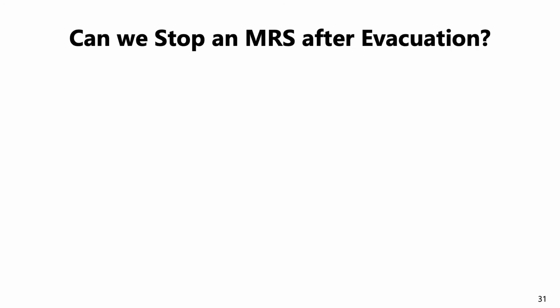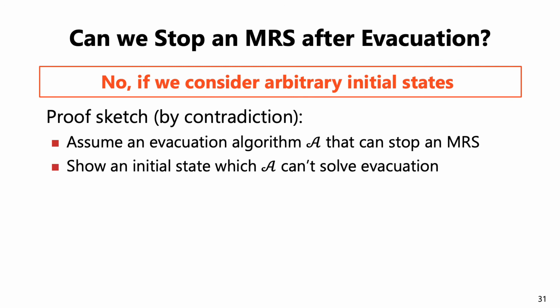We learned how the evacuation can be achieved for any initial states. Here, we consider this question: can we stop an MRS after evacuation? Unfortunately, this is impossible if we consider arbitrary initial states. This is a proof sketch by contradiction. In the proof, we assume the existence of an evacuation algorithm A that can stop an MRS after evacuation. And we show there is an initial state from which algorithm A cannot solve evacuation.